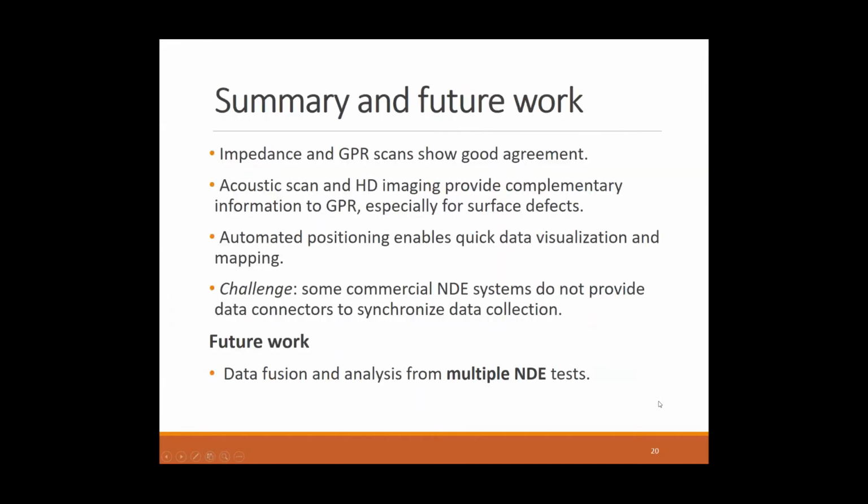Currently we focus on the data fusion analysis from the multiple NDE methods. In this research, we also find that the challenge is that some commercial NDE systems do not provide an open data connector, so you cannot directly acquire data and synchronize it. We are currently also working on some solutions for this challenge.